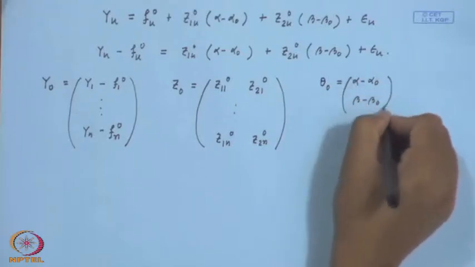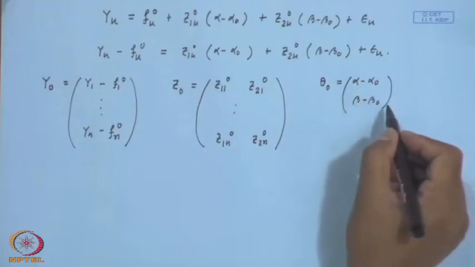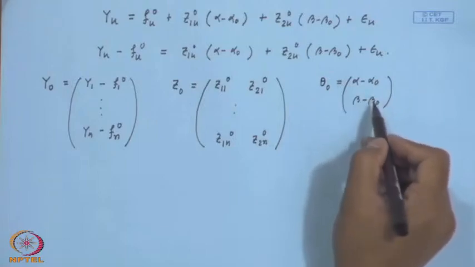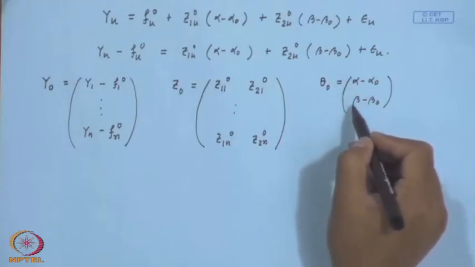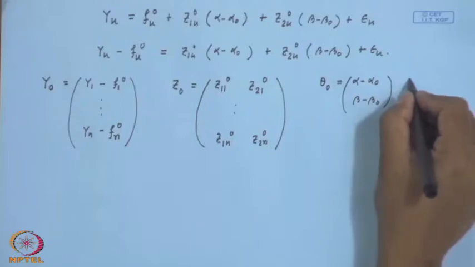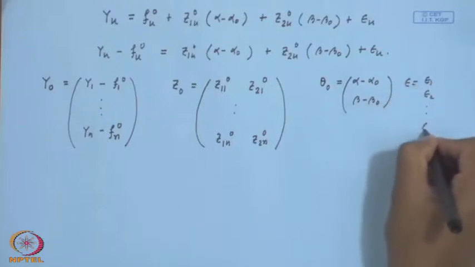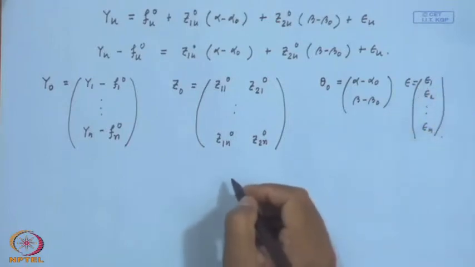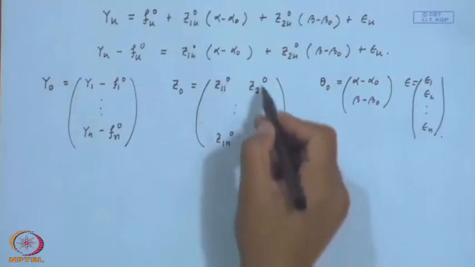So, we want to estimate the parameters alpha and beta, and we approximated this function about alpha naught and beta naught. And we will see how to estimate alpha and beta, because that is our aim. And epsilon is, of course, epsilon 1, epsilon 2 up to epsilon n. I am sure that you understand the meaning of this.